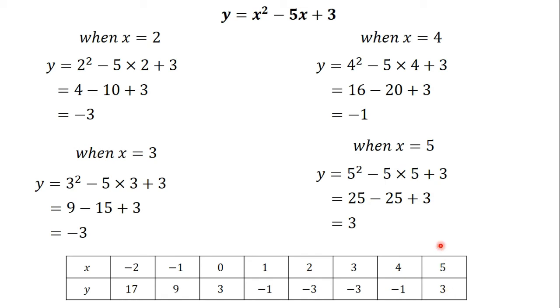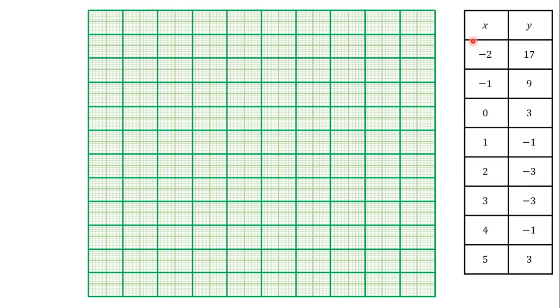So we have now completed the table for the relation y is equal to x squared minus 5x plus 3. The question said that we should use a scale of 2 centimeters to 1 unit on the x-axis and 2 centimeters to 2 units on the y-axis to draw the graph of this relation on a graph sheet. So let's do that. This is our graph sheet, and these are the points that we are going to plot on the graph sheet. The question said we should use a scale of 2 centimeters to 1 unit on the x-axis and 2 centimeters to 2 units on the y-axis.